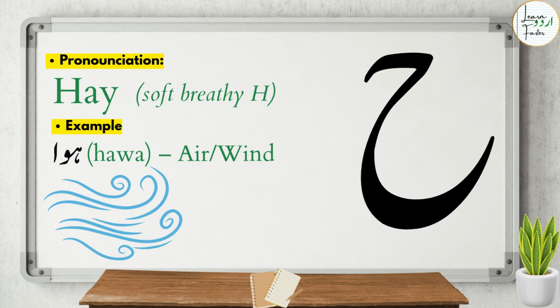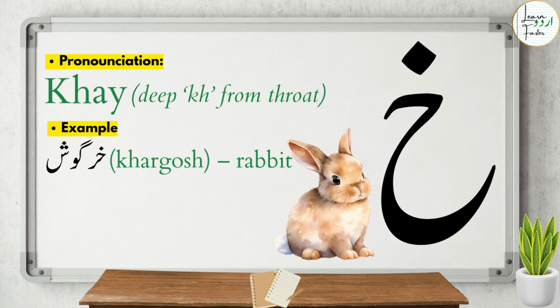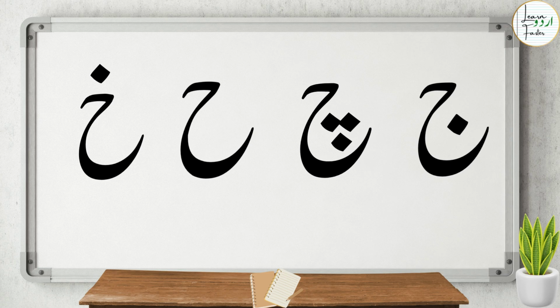Next alphabet is Hey. Repeat after me. Hey. It's a deep hey from the throat. I know at the beginning level, as a new learner, it can be difficult for you to pronounce it right, but with the passage of time and some repetition and practice, you can be good enough at it. So the word with hey is hargosh. Hargosh, a rabbit.